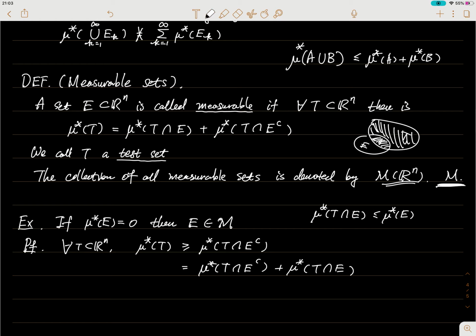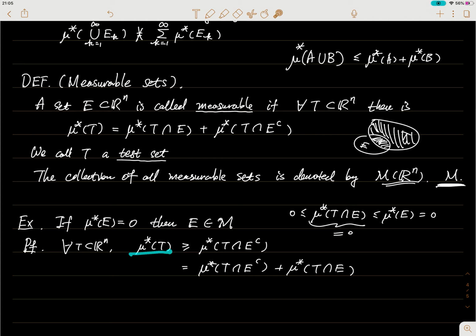On one side, I know that the outer measure of E is 0. On the other side, I know that this must be greater than or equal to 0 because outer measure must be non-negative. So this term here must be 0. That's why I only added a 0 here. I didn't change anything. This term is just this, which is 0. And now you can see we got this inequality.